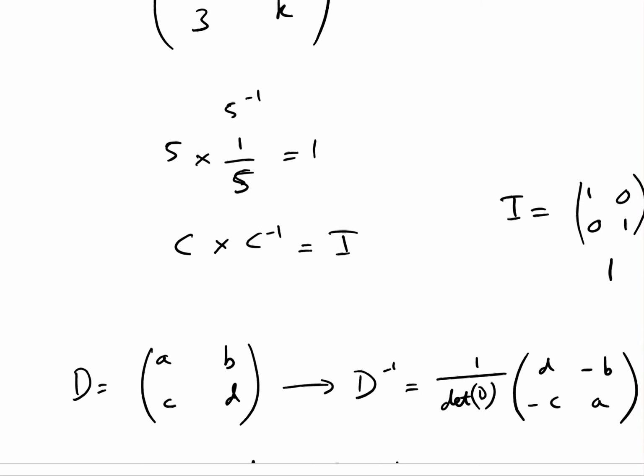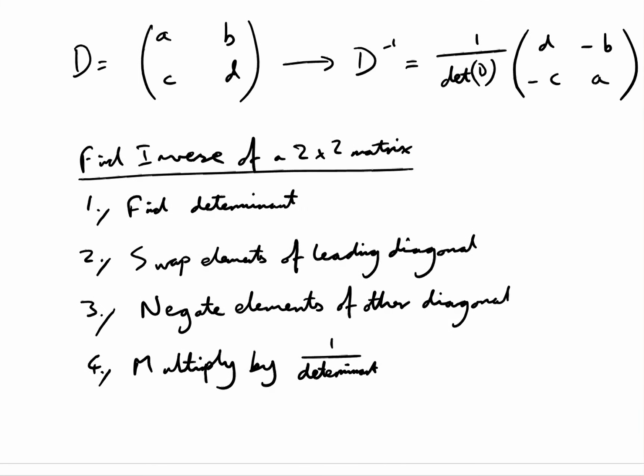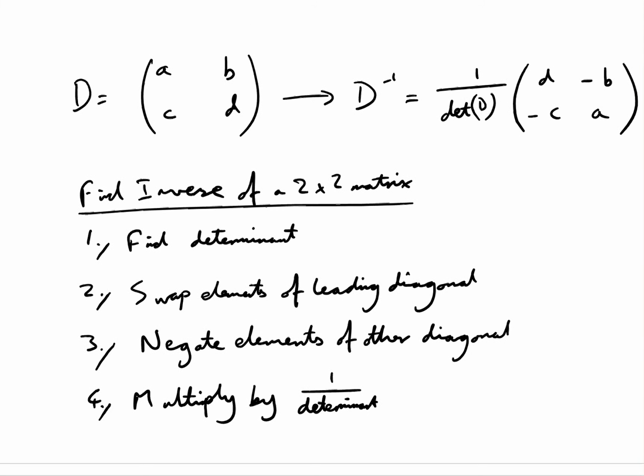So, what is the process? Let's say we just have a general matrix, D, with elements A, B, C, and D. It's a 2 by 2 matrix, by the way. This is the process of finding the inverse of a 2 by 2 matrix. You can also find the inverse of a 3 by 3 matrix, a little bit more work, but you can do it. Same with finding the inverse of a 4 by 4 and 5 by 5 and so on, but it obviously gets much more difficult as you go down the line.